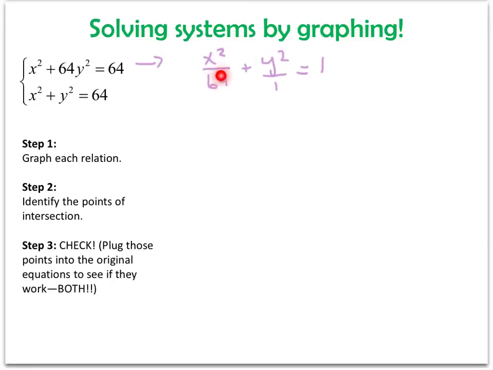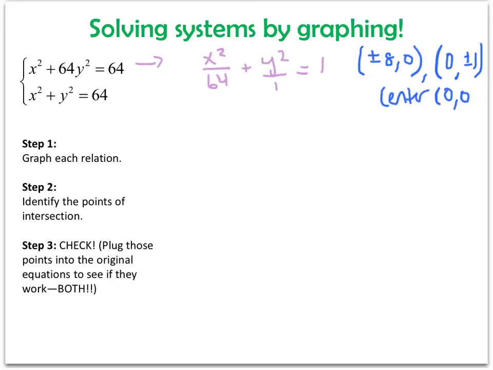We're going to have our vertices on the x-axis, so we're going to be horizontally oriented. So our vertices are going to be at plus or minus 8, 0. And our co-vertices here on the y-axis are going to be 0, plus or minus 1. And we're going to be centered at 0, 0.